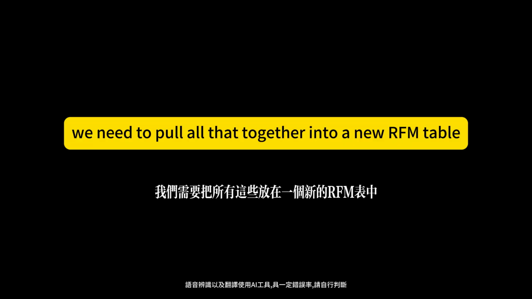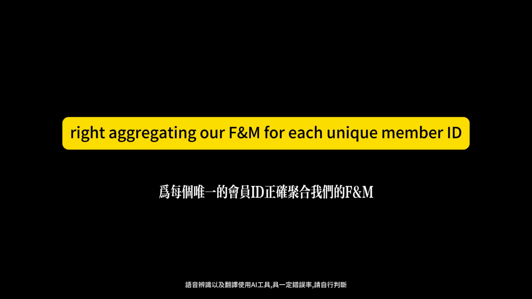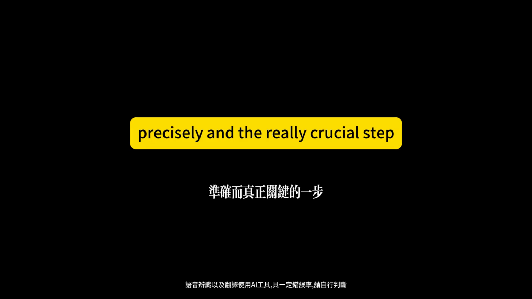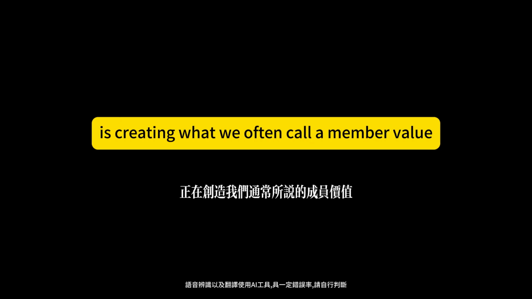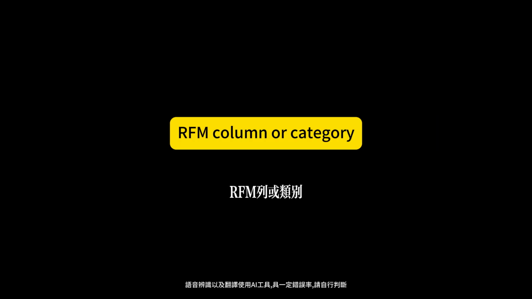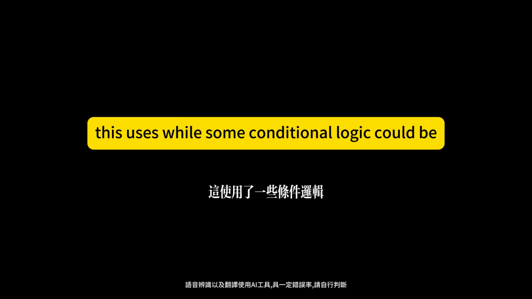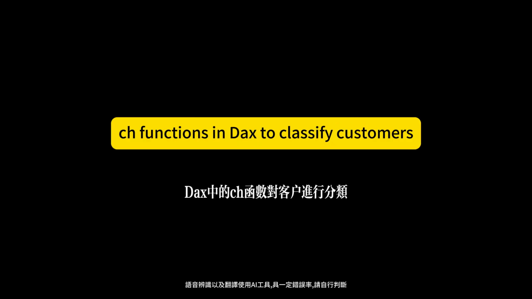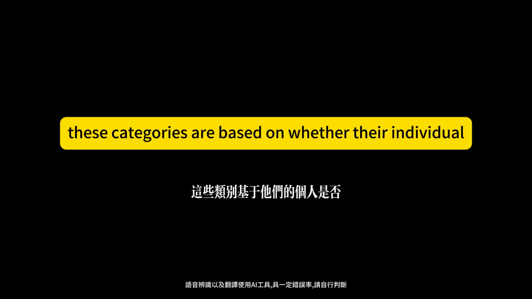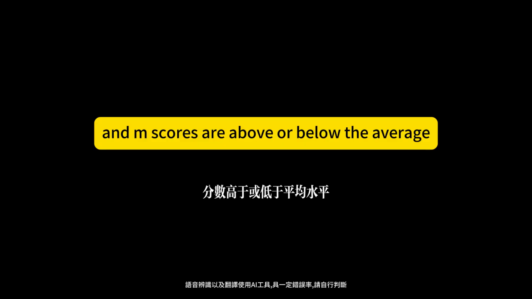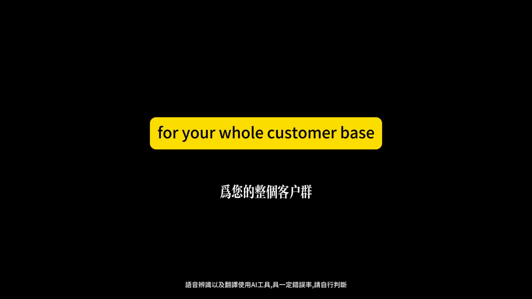Then we need to pull all that together into a new RFM table, right? Aggregating R, F, and M for each unique member ID. Precisely. And the really crucial step, the one that unlocks the strategic value, is creating what we often call a member value RFM column or category. This uses some conditional logic, could be IF statements or SWITCH functions in DAX, to classify customers, usually into about 8 distinct categories. And these categories are based on whether their individual R, F, and M scores are above or below the average for your whole customer base.